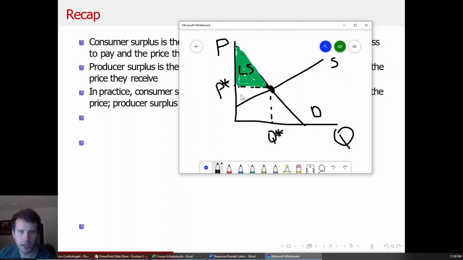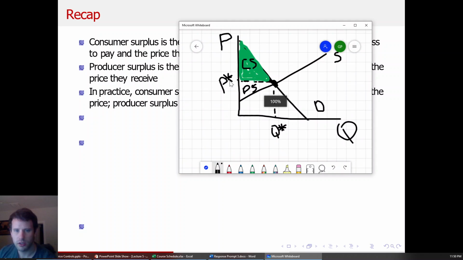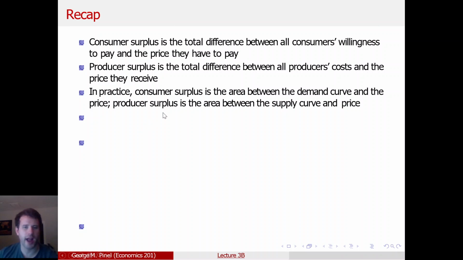And I'm not going to do the same drawing, but producer surplus will be between the supply curve and the equilibrium price. So going off that bullet point, in practice, consumer surplus is the area between the demand curve and the price, whereas producer surplus is the area between the supply curve and the price, for the reasons I just listed.